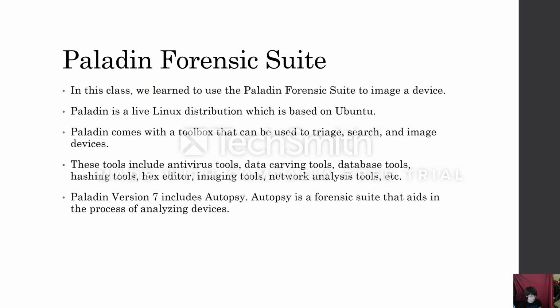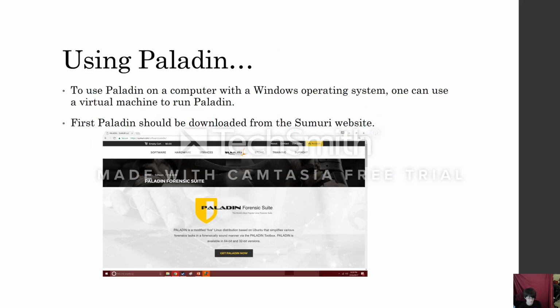If one wishes to use Paladin on a computer with the Windows operating system, a virtual machine can be utilized. A virtual machine is similar to a physical computer, and it can be used to run operating systems and applications. The virtual machine requires a host computer, so that's important. Virtual machines contain a set of specification configuration files. It's basically a computer within a computer, or computer inception.